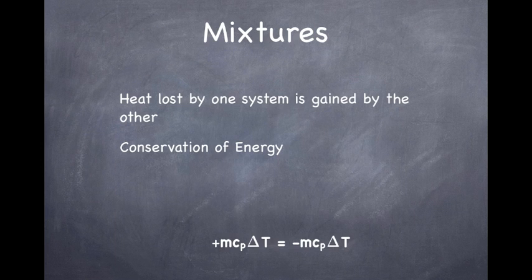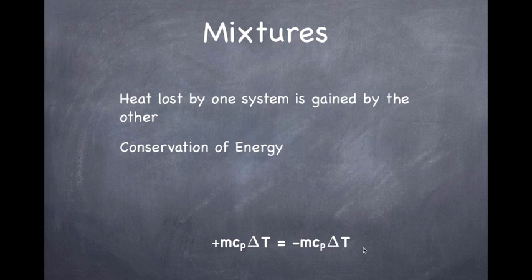So whenever you lose heat by one system, it's gained by another. And that's just the same thing as the conservation of energy. Heat is a type of energy. Energy has to be conserved. So generally what you do is you can set it up like this. You can say the heat that is gained by one object, Q, is lost by another. And so you just set it up, mCp delta T minus mCp delta T.